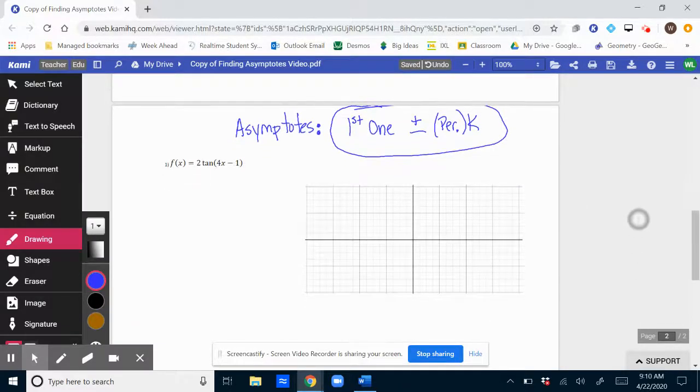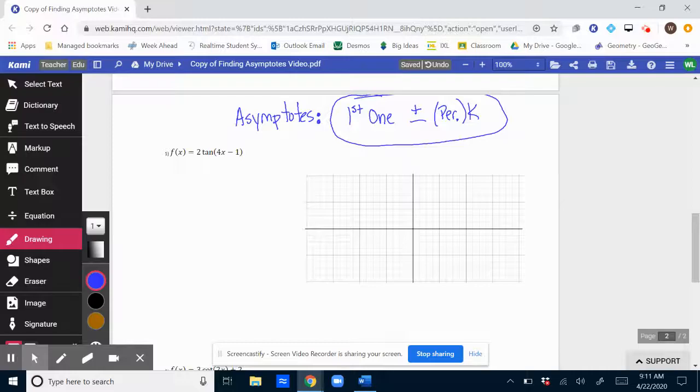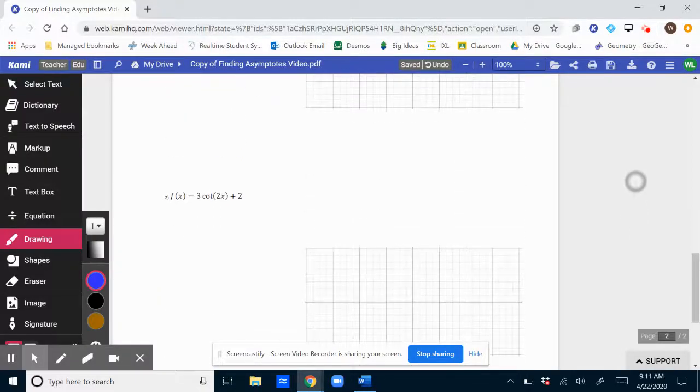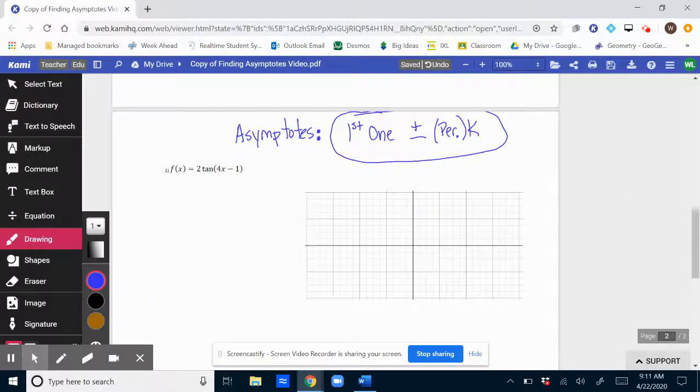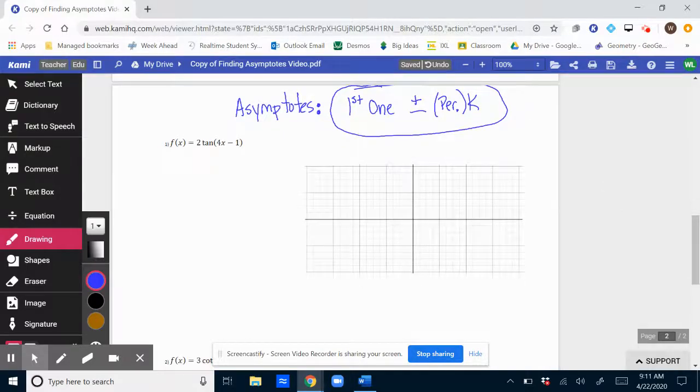So first I'm going to do tangent because tan is a little harder. And then once we get to cotangent, you'll see that that's a little easier. And I'm really just focusing on asymptotes here because the last video went into everything else. Okay, so if I was graphing this, my A value is 2. Period, remember, for tan and cotan, it's pi over b, not 2 pi over b. So it's pi over 4. So my DCV is pi over 4 divided by 4, which is pi over 16.